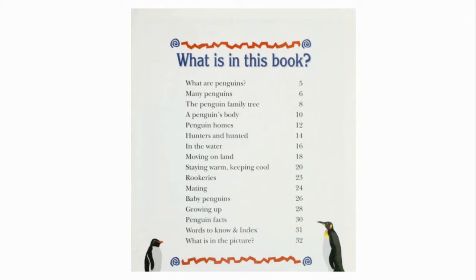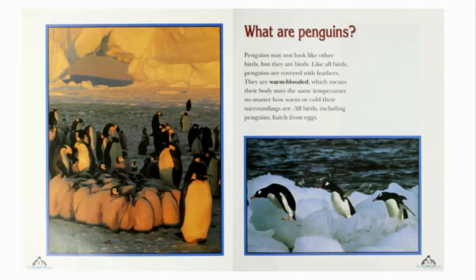Many times we'll find an introduction towards the beginning of the book. It might be called an introduction, or in this case, I'm thinking what are penguins will be our introduction. What are penguins? Penguins may not look like other birds, but they are birds. Like all birds, penguins are covered with feathers. They are warm-blooded, which means their body stays the same temperature no matter how warm or cold their surroundings are. All birds, including penguins, hatch from eggs.